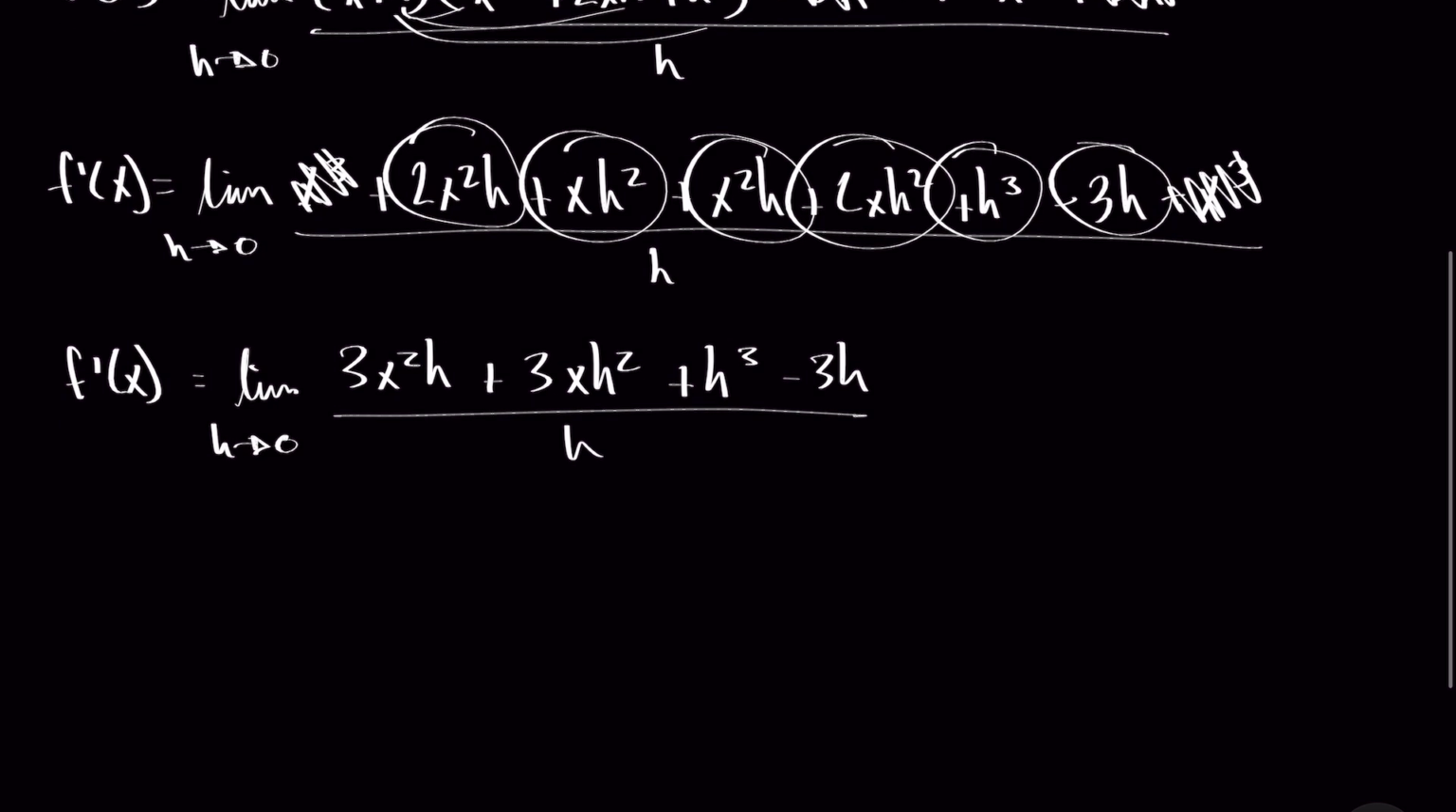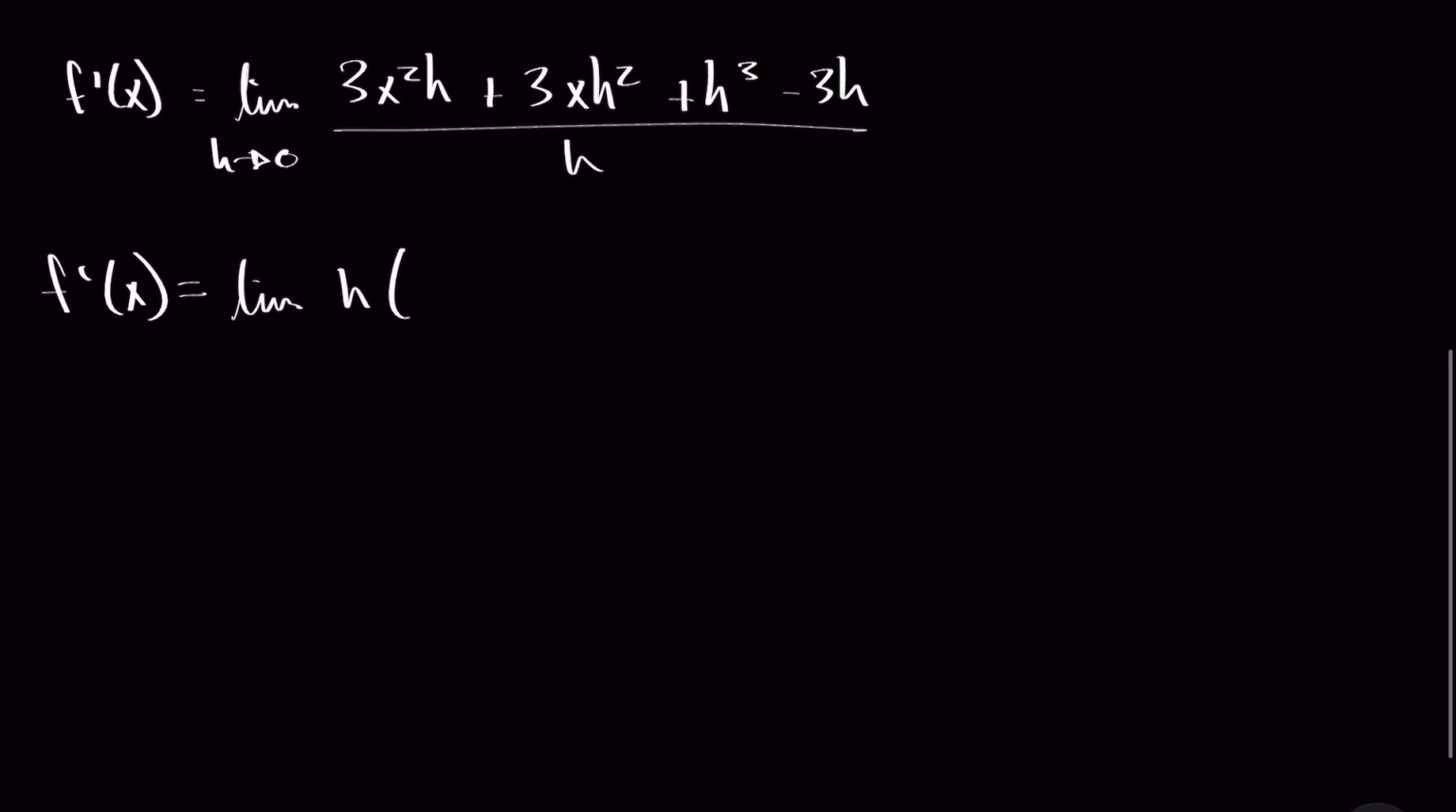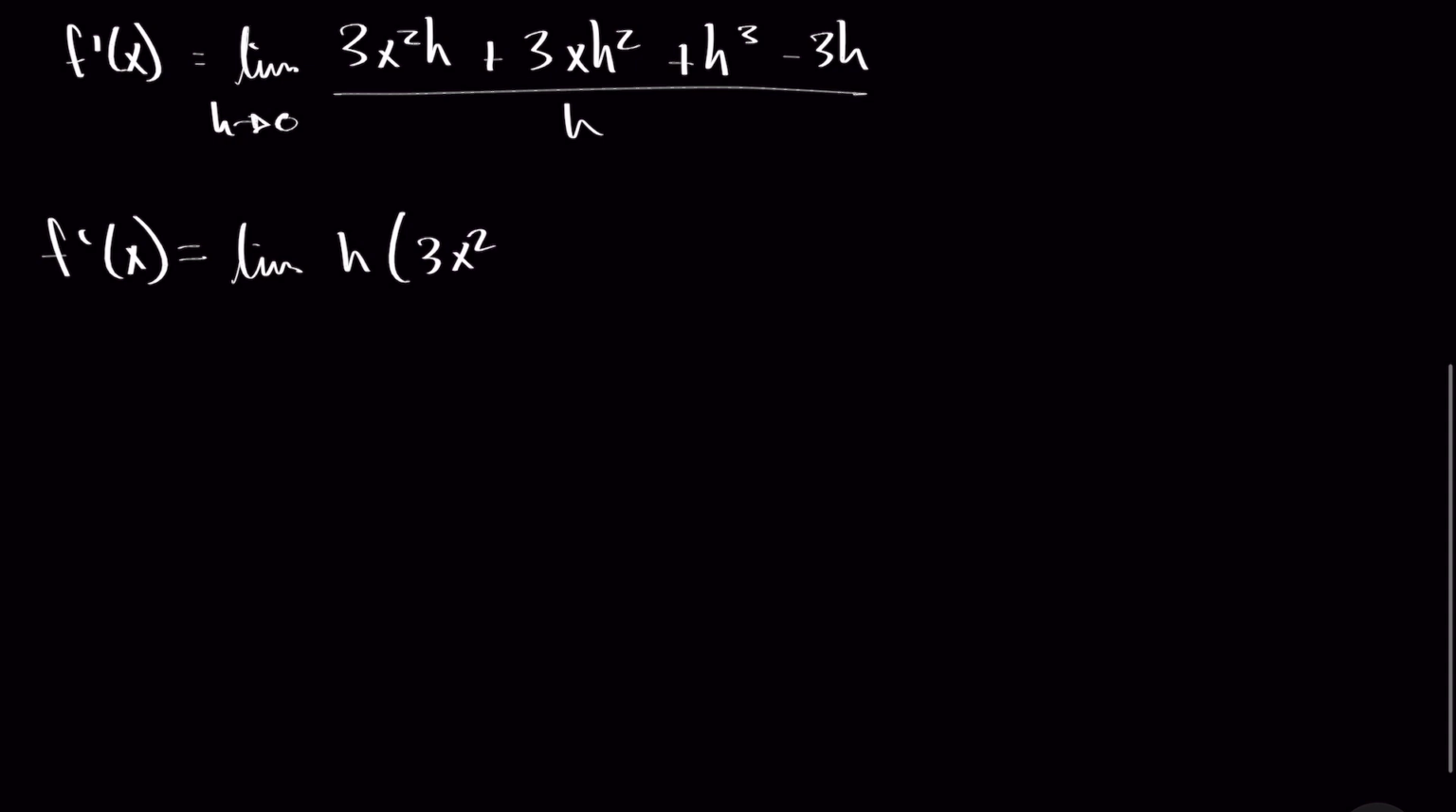So now I could factor out the h, which is in most cases when we use the definition of the derivative, we're going to end up having to factor out the h anyways towards the end of the problem. So we have f prime of x is equal to the limit of h, which is factored out. It's a common variable there. We're going to have 3x squared plus 3xh plus h squared minus 3, and that's over h as h approaches 0.